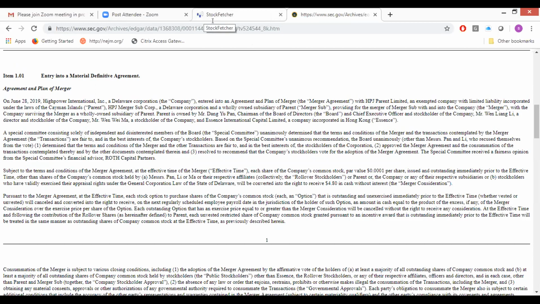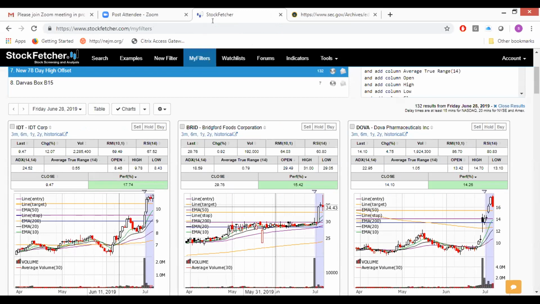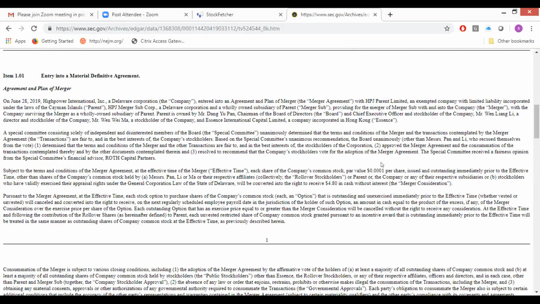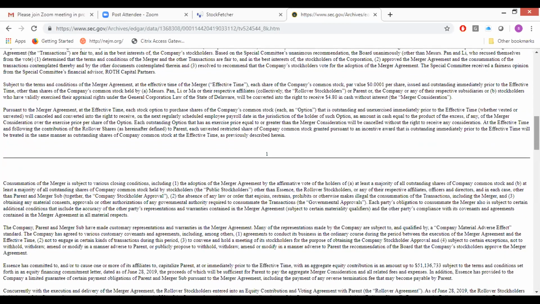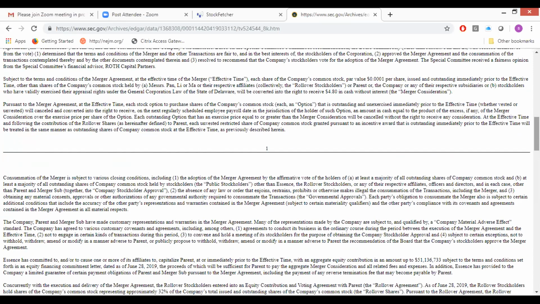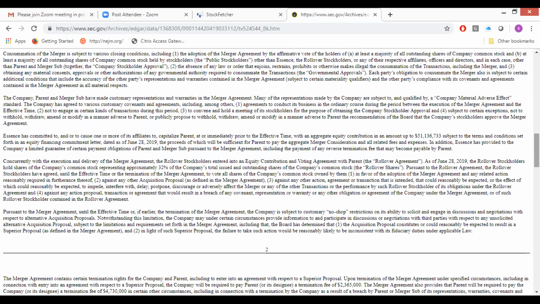So we go back to Stockfetcher. No, not yet. And Stockfetcher won't tell you that. It's only on sec.gov. Okay. Right to receive in cash without interest. Various closing conditions. Okay. Equity commitment amount of 51 million. Subject to terms. Okay. Concurrent delivery. It contains termination rights for the company and parent. We have to enter the agreement, the superior proposal.